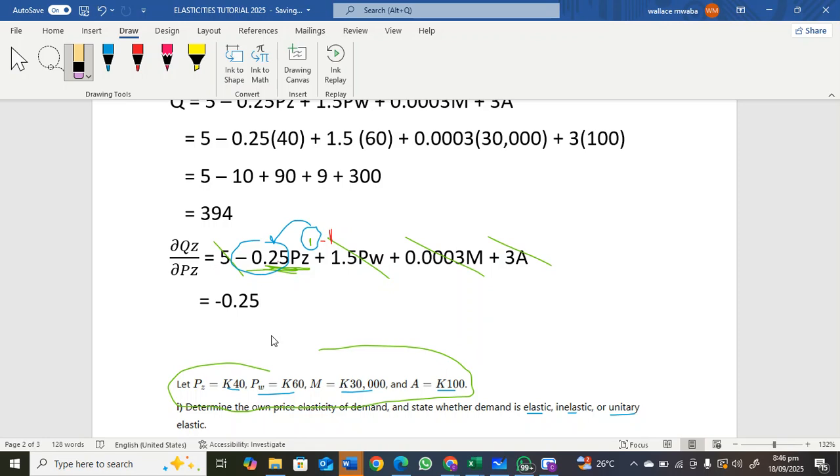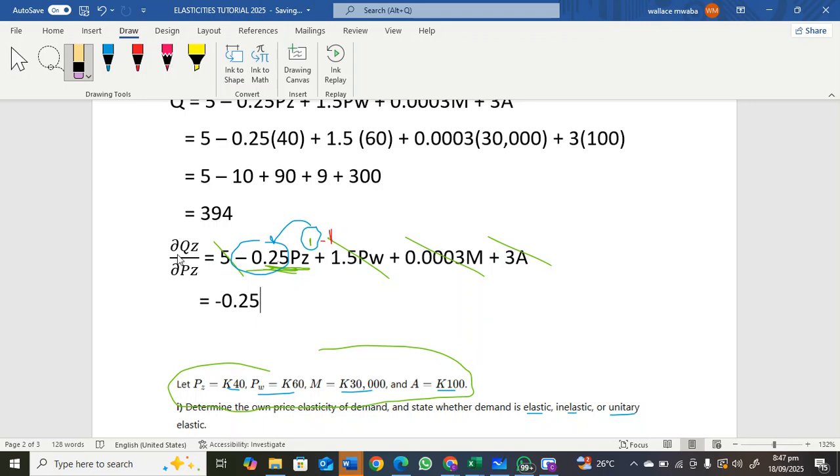Okay. When we say we're deriving our demand function with respect to PZ, okay? It means any numbers that don't have a PZ, you have to ignore them. You remove, that's all, okay? Was that your question, madam? Why we were removing the other ones? Yes.